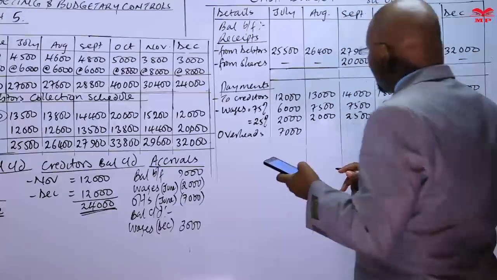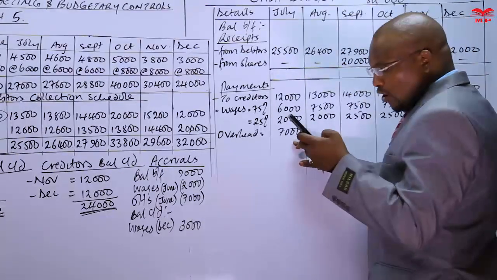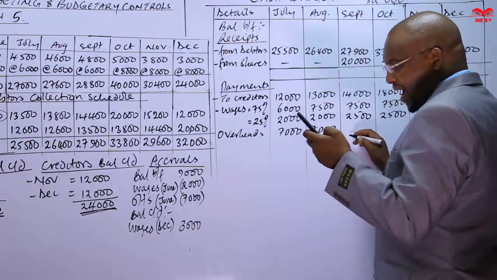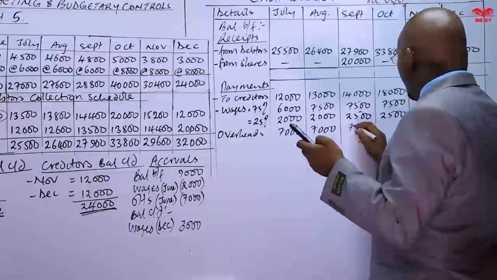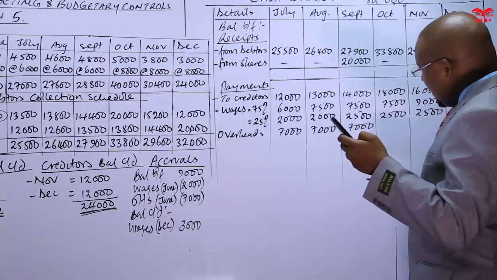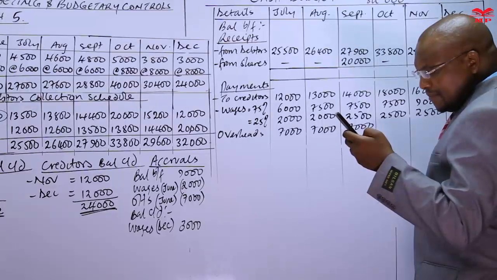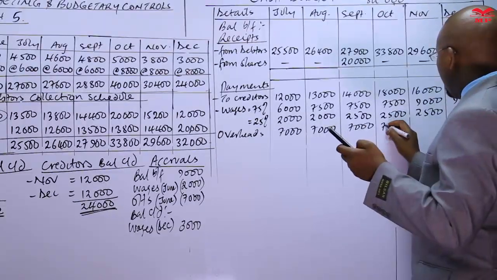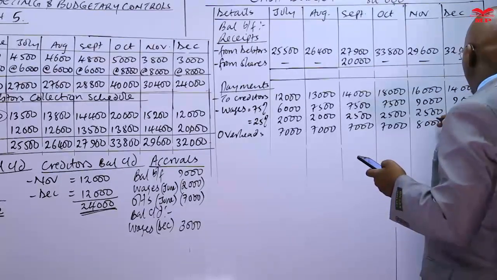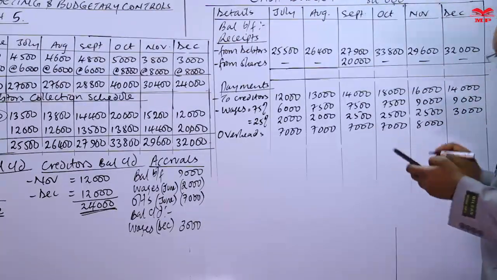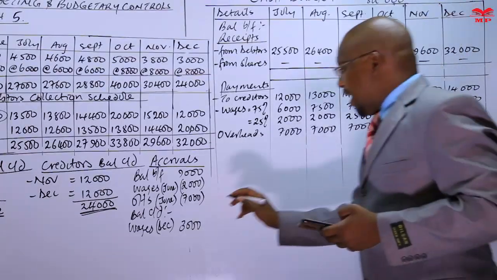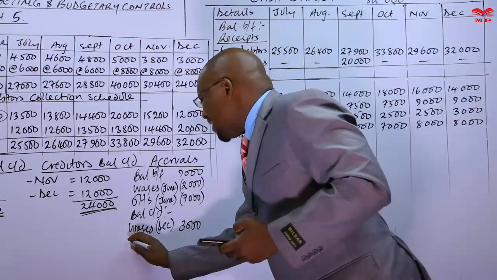Then we have overheads. June we have paid. July overheads is 7,000. We pay here 7,000. August we pay 7,000 also here. Not October, but I mean September. September is 7,000 to be paid in October. October is 8,000 to be paid in November. And November, 8,000 to be paid in December. And December will not be paid, and therefore we'll have it here as overheads, as accrual.